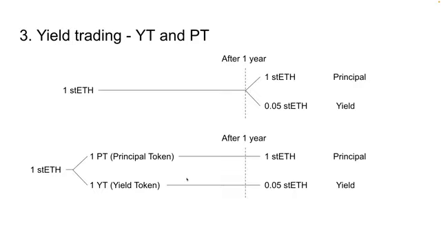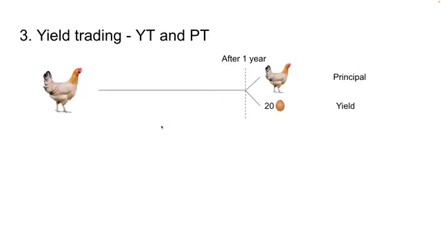Let that sink in for a bit. The principal token gives you the principal, and the yield token gives you the yield. That's the very brief explanation for YT and PT. To make things even easier to understand, let's use this analogy. Say we have a chicken that lays eggs over time. After 1 year, we get the same chicken, the principal, and 20 eggs that it has produced over the 1 year. The 20 eggs is the yield.